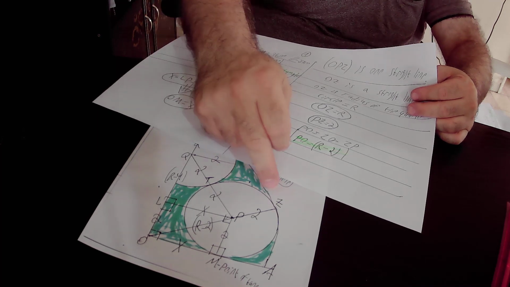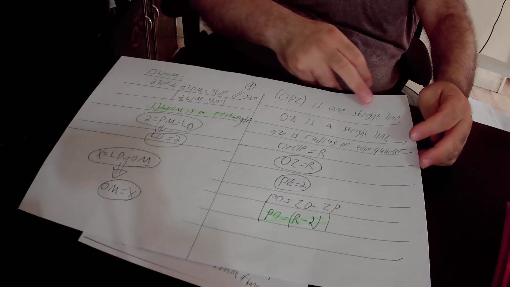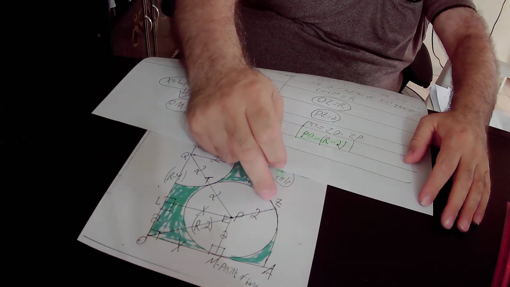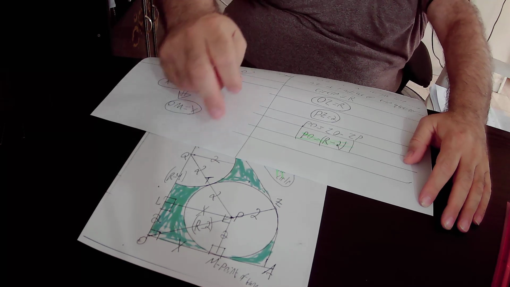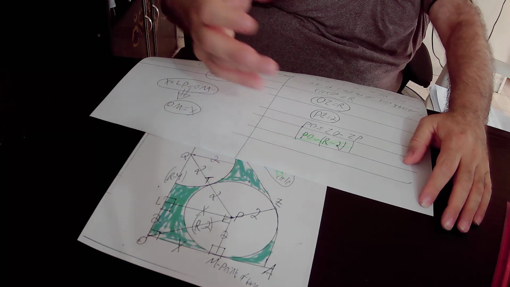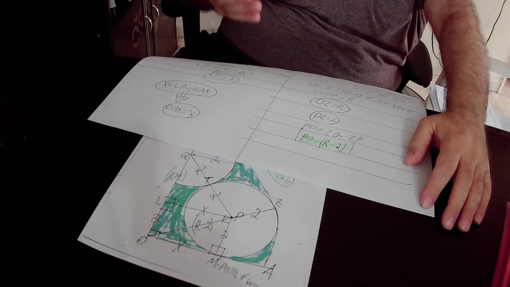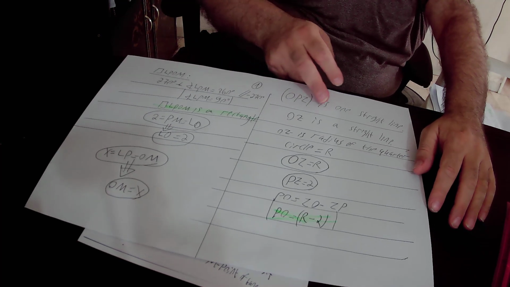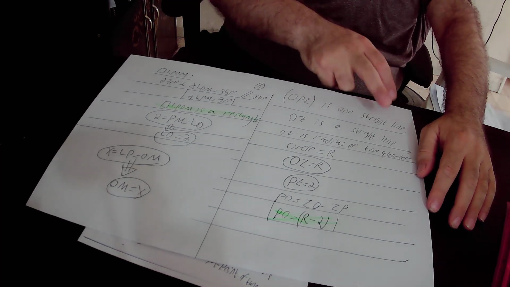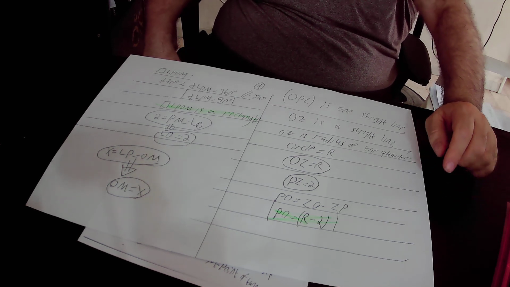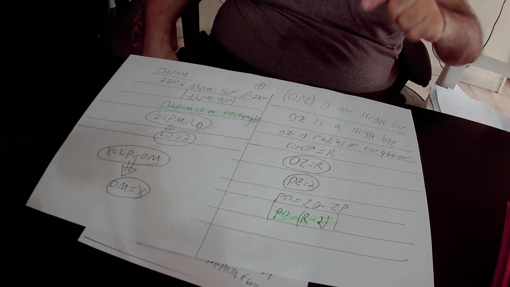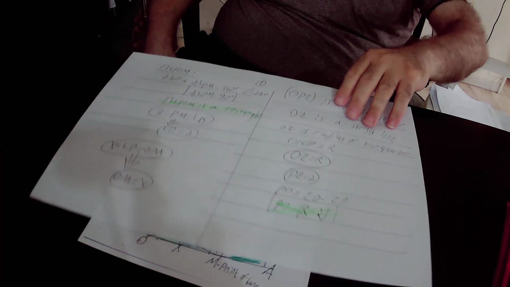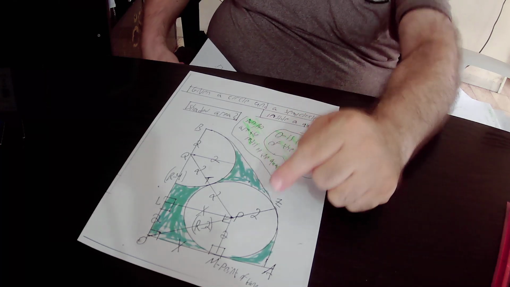So if OPZ is one straight line, then OZ is also a straight line, and we know that point O is the center of the quarter circle. Point Z is the point on the circle itself. Therefore, the straight line OZ is the radius of the quarter circle, because this is exactly the definition of a radius. So here OZ is the radius of the quarter circle. So we define the radius of the quarter circle as capital R. So here OZ equals capital R according to our definition. And we also know that P is the center of the circle.